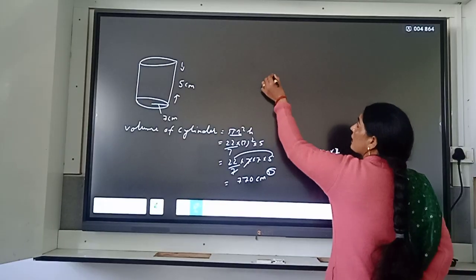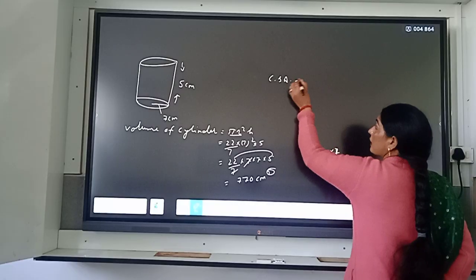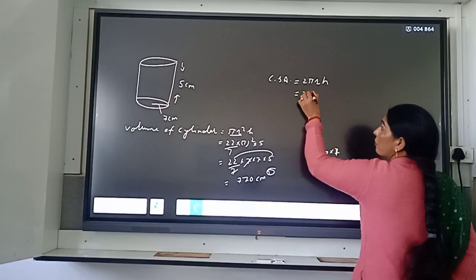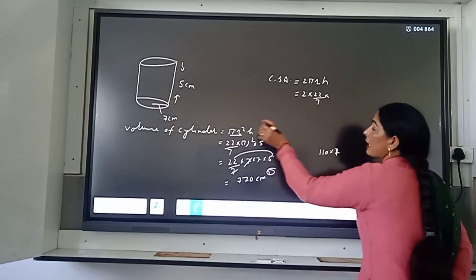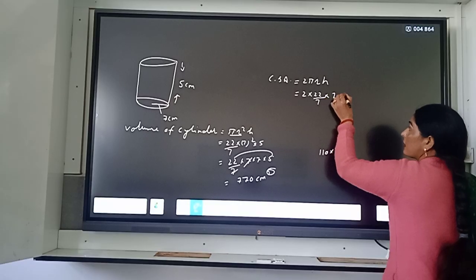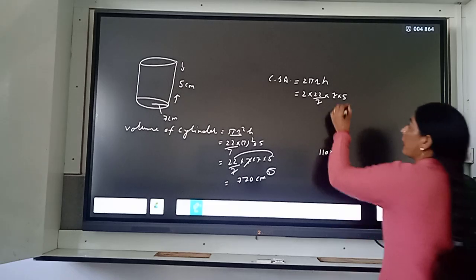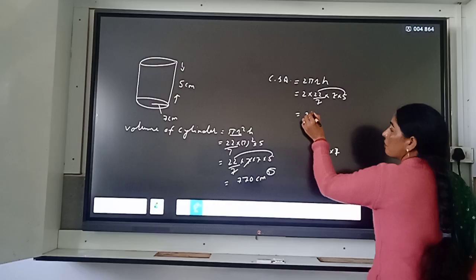If we talk about CS, that is covered surface area, what is the formula of this? 2 pi r h. We put the values: 2 multiply pi value 22 by 7, r is 7 and h is 5. Now we solve it again. 7 and 7 cancel. Again, we multiply 110 multiply 2, which means 220.